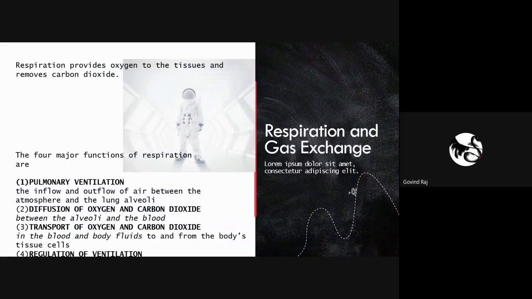Why is respiration needed? Respiration provides oxygen to the tissues and removes carbon dioxide. As we know, respiration provides us with pure oxygen from the environment, and this oxygen is utilized by our cells to produce energy. The byproduct or waste product produced as part of this mechanism is carbon dioxide, which is removed by the lungs also.